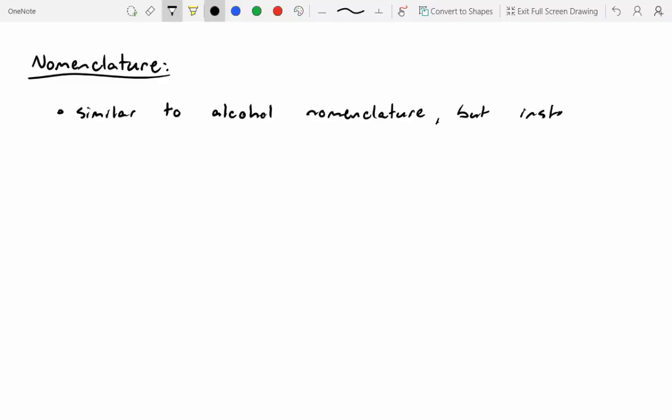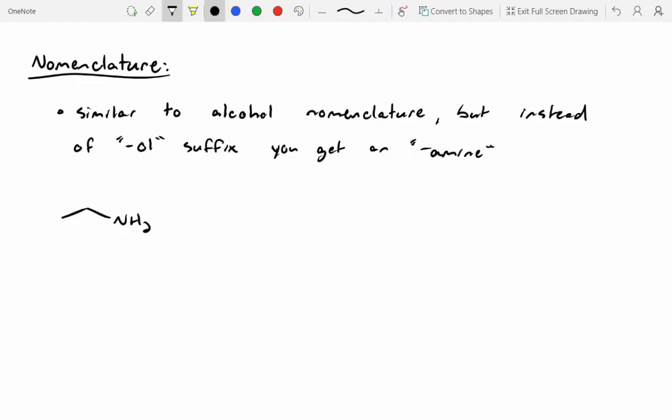But instead of an "all" suffix, you get an amine suffix. This is one of the easier functional groups to name. So let's take a few easy examples. What would this be called?